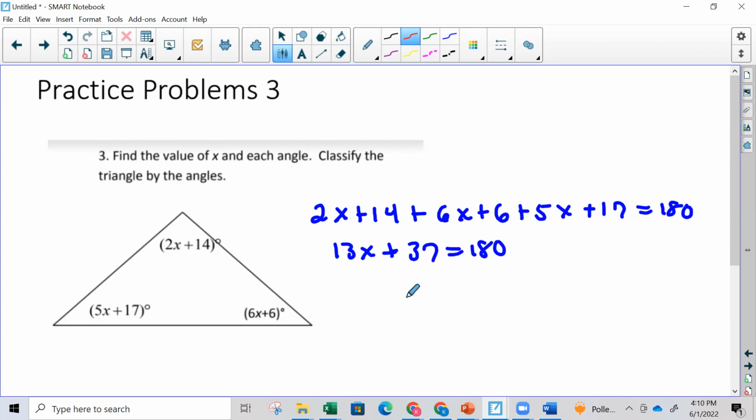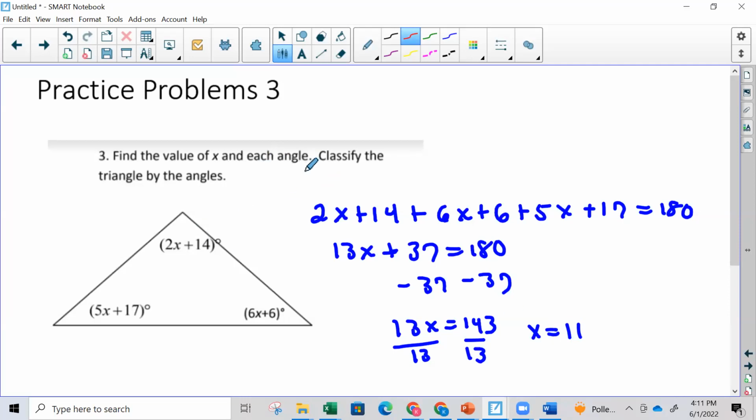Then we can subtract 37 from both sides. And we get 13x equals 143. And then because we're multiplying by 13, we can divide both sides by 13. And we get x to be 11. Okay. So just remember to make sure you read the question carefully and you answer all parts. So we did find x, but it also says find the measure of each angle.